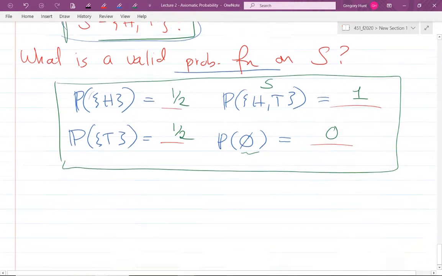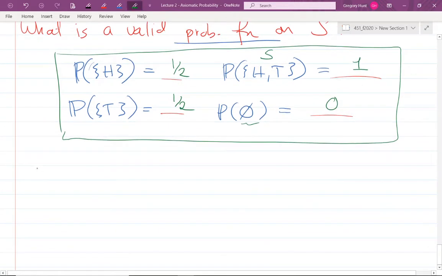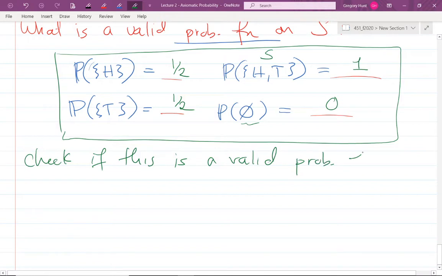So let's check. We can check the Kolmogorov axioms. How? We need to check the axioms. What's the first axiom? If this is a valid probability function, a valid way of assigning probabilities to subsets of my sample space, a valid way of assigning probabilities to events, it better satisfy my Kolmogorov axioms.